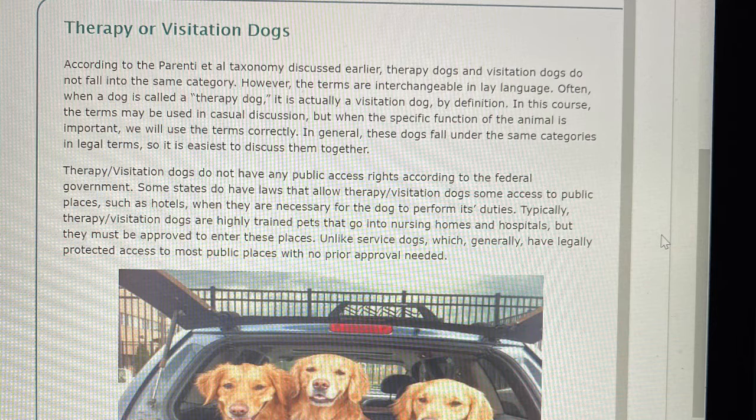Therapy/visitation dogs do not have any public access rights according to the federal government. Some states do have laws that allow therapy and visitation dogs some access to public places, such as hotels, when they are necessary for the dog to perform its duties. Typically, therapy and visitation dogs are highly trained pets and go into nursing homes and hospitals, but they must be approved to enter these places. Unlike service dogs, which generally have legally protected access to most public places with no prior approval needed.